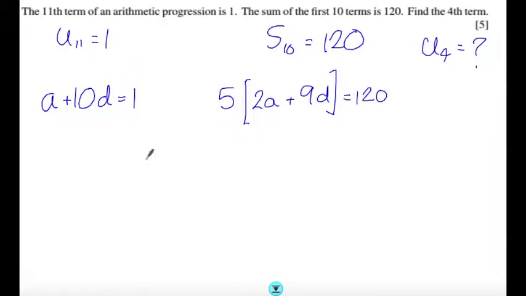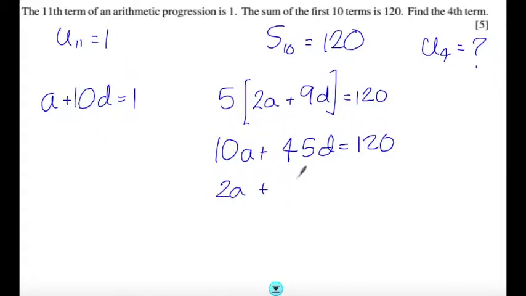So again, we've got two simultaneous equations. So 10a plus 45d equals 120. And let's divide that all by 5 to make our lives easier. So we'll have 2a plus 9d equals 24. Okay, so we're going to double this second equation. So we've got 2a twice, plus 20d equals 20. No, it doesn't, equals 2.